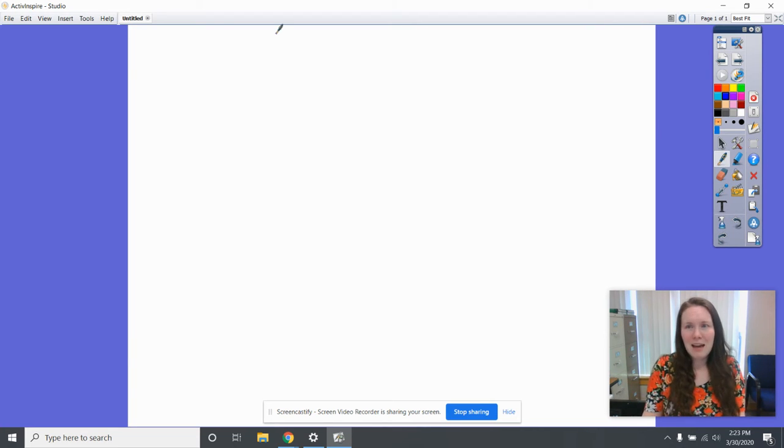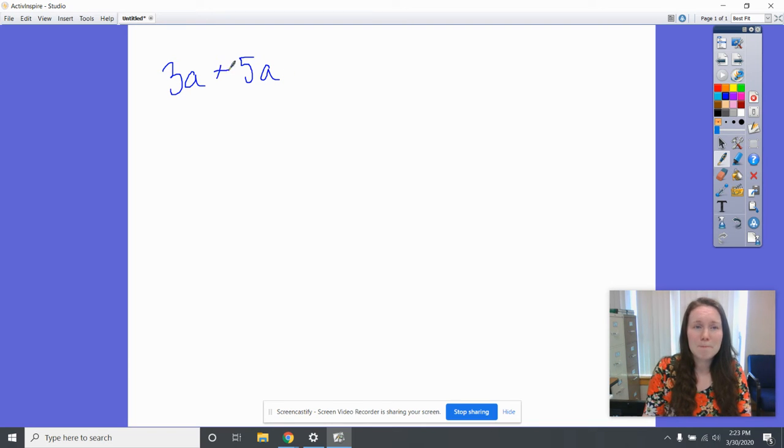Okay, in math language, what this would look like is if I had 3 apples in one basket and 5 apples in another basket, and I wanted to put them together, the operation that puts things together is adding, then I have a total of 8 apples. This right here is combining like terms.